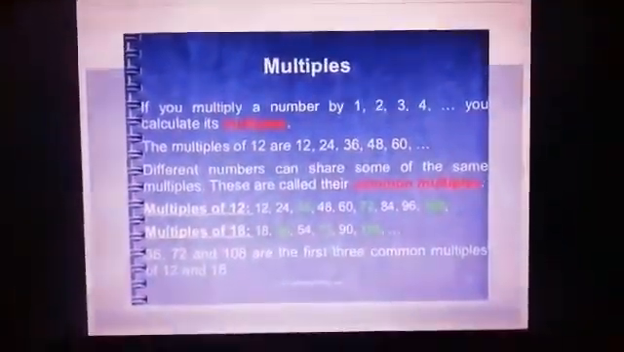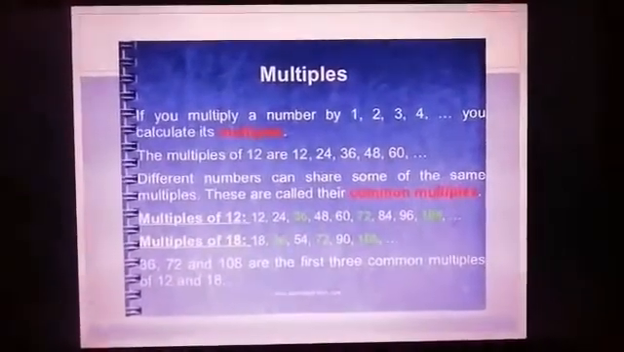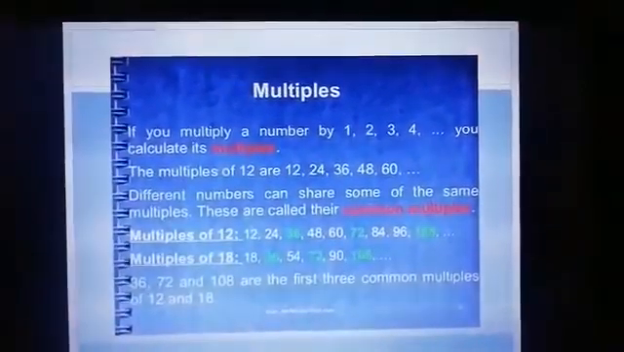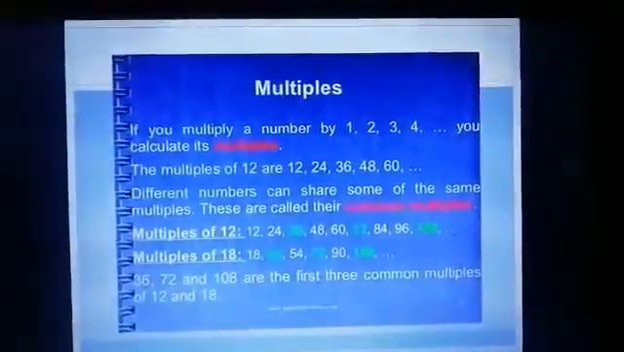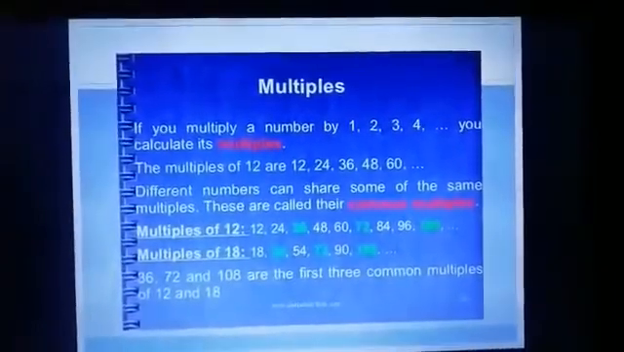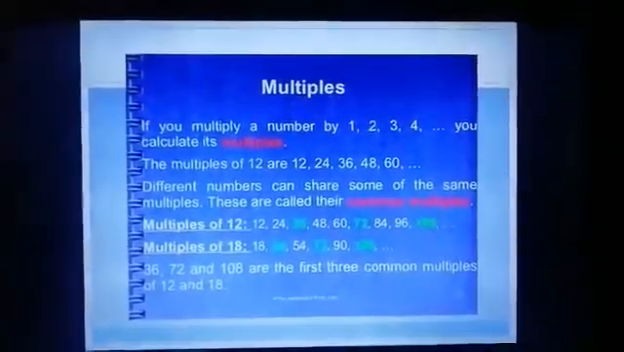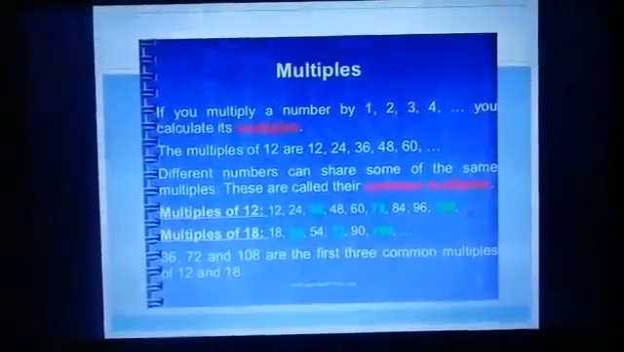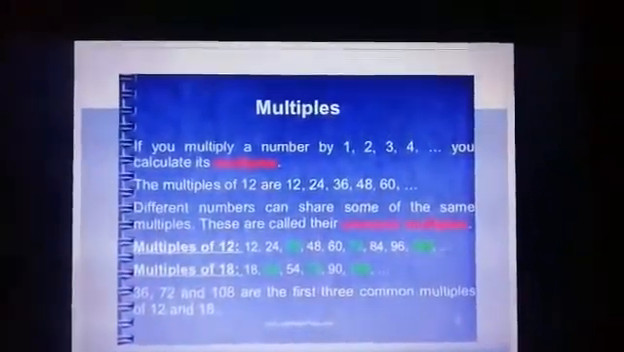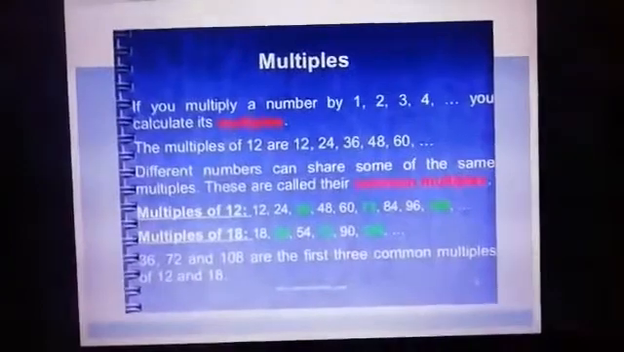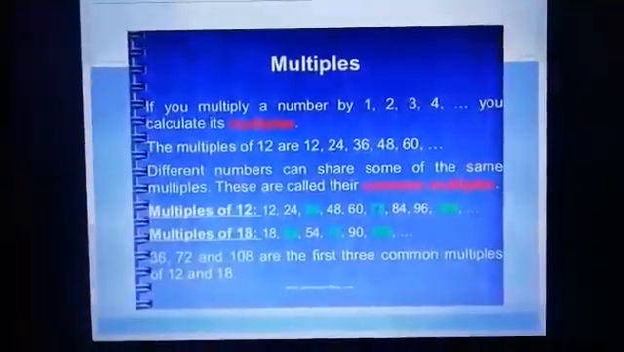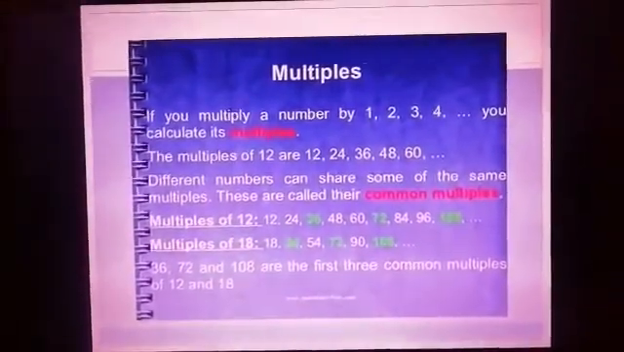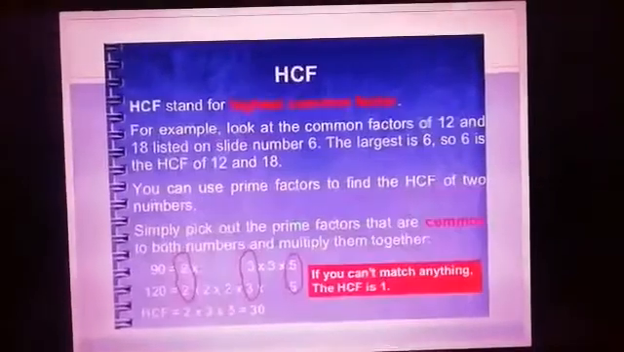Different numbers can share some of the same multiples. These are called their common multiples. For example, we have some multiples of 12: 12, 24, 36, 48, 60, 72, 84, 96, 108. And again we have multiples of 18, that is 18, 36, 54, 72, 90 and 108. Here the common multiples are 36, 72 and 108. We can get more common multiples further if we write the multiples more. So these are actually common multiples.